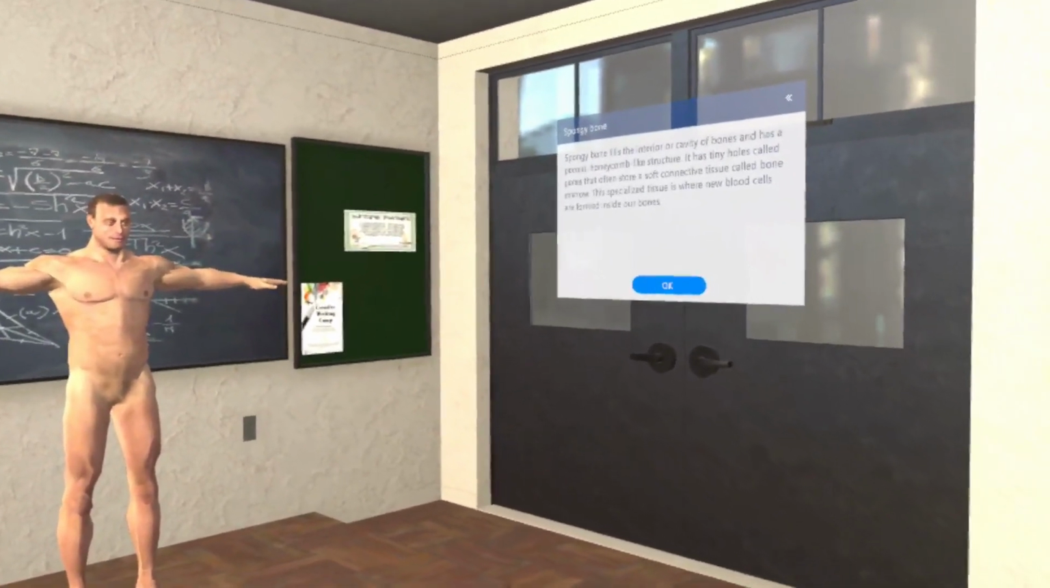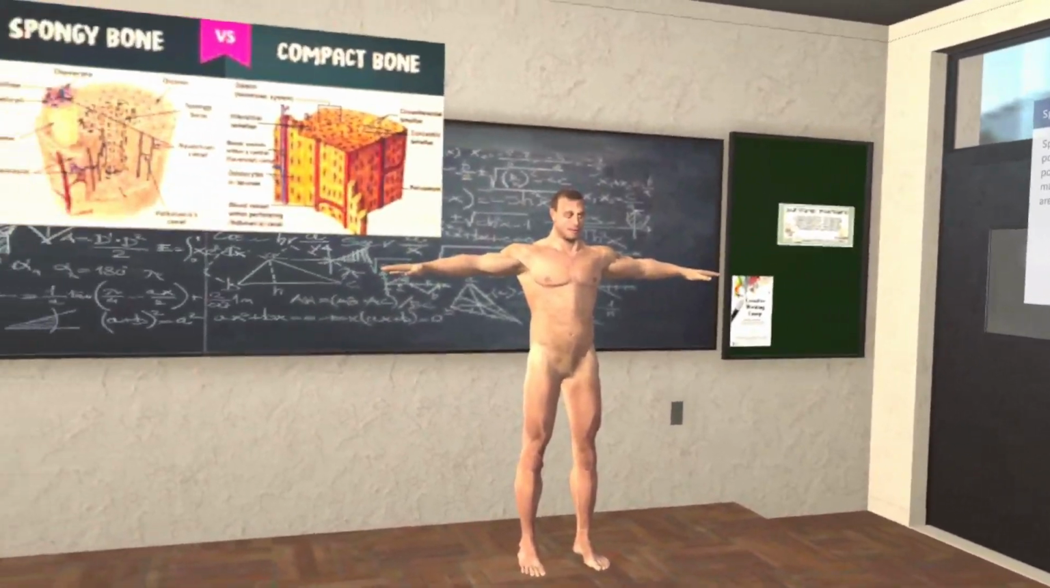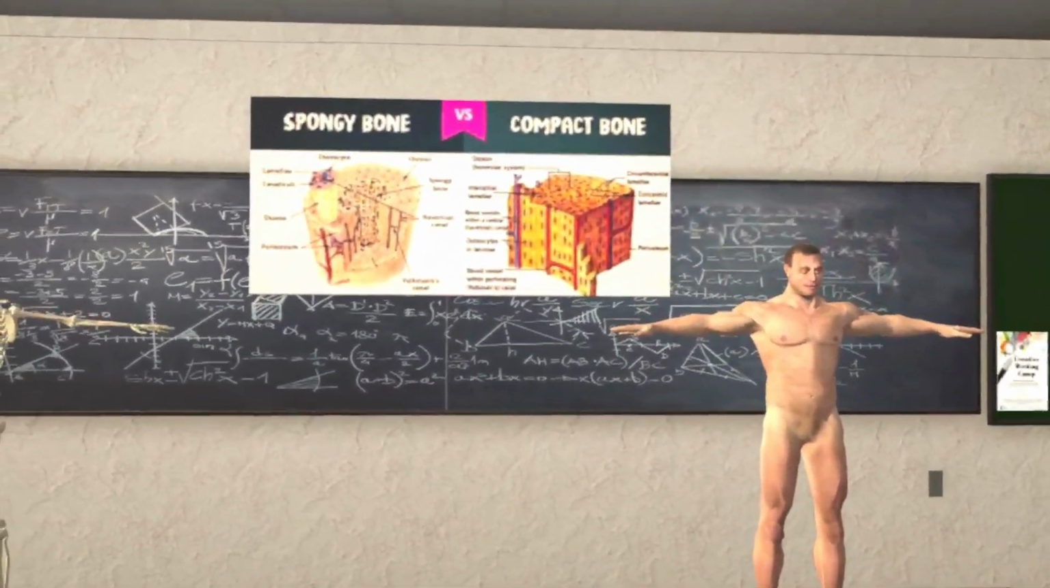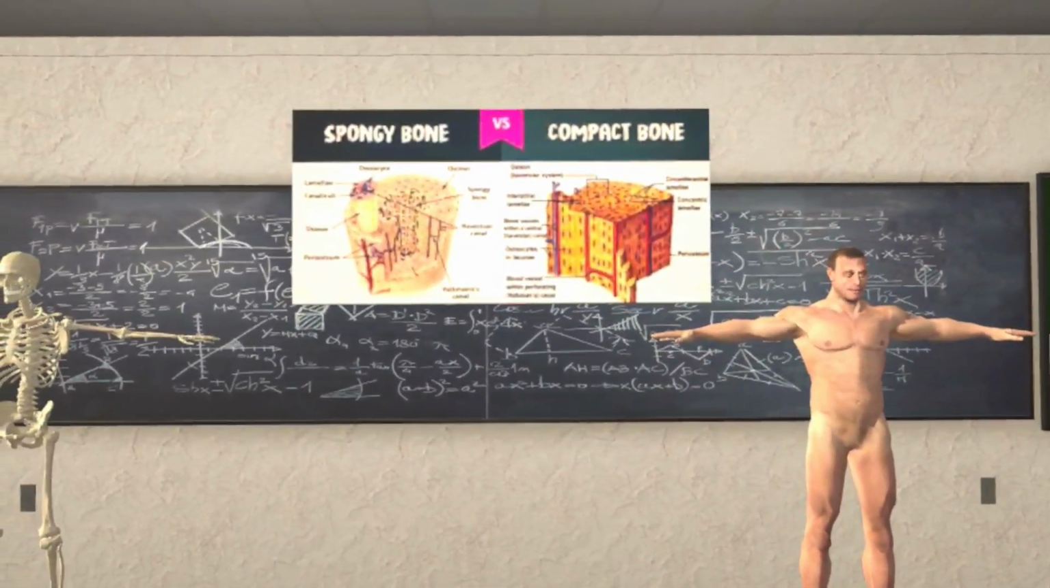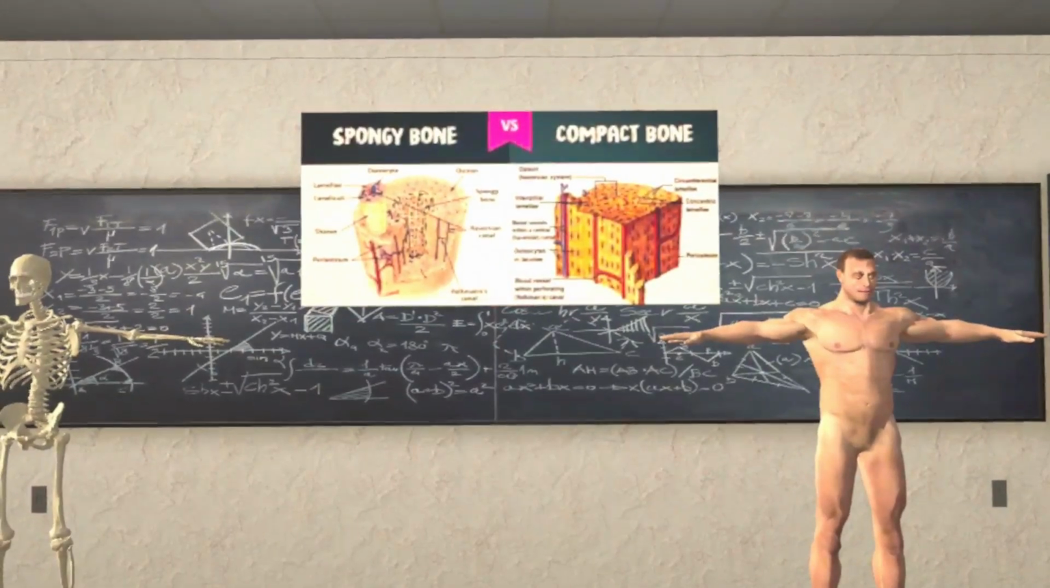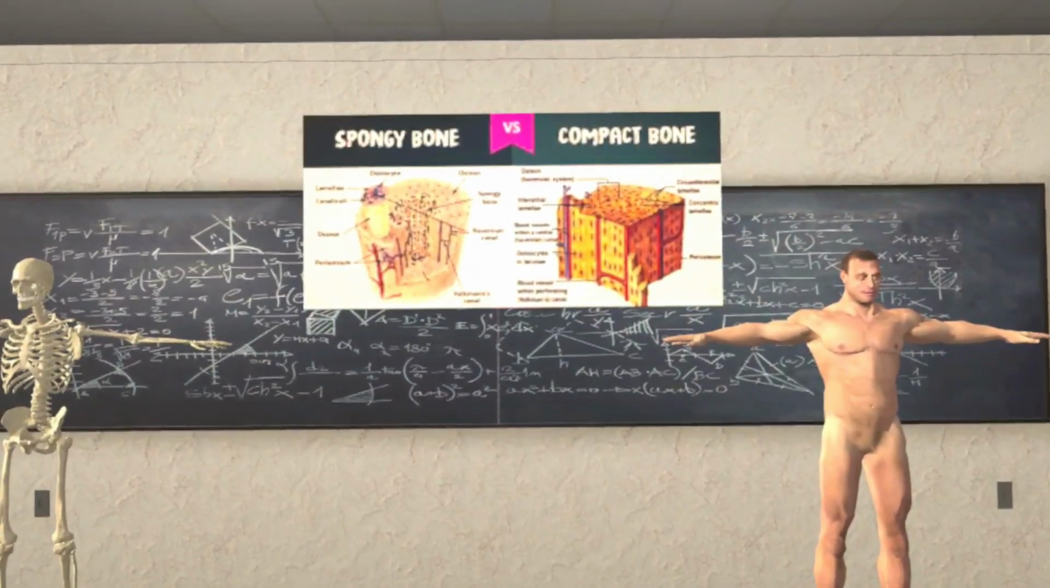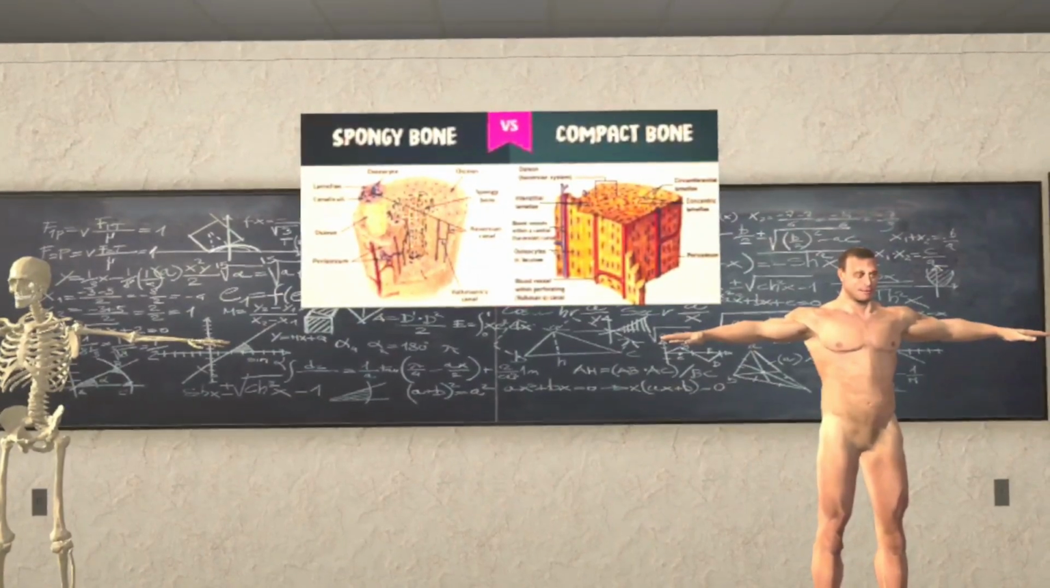Spongy bone fills the interior or cavity of bones and has a porous, honeycomb-like structure. It has tiny holes called pores that often store a soft connective tissue called bone marrow. This specialized tissue is where new blood cells are formed inside our bones.